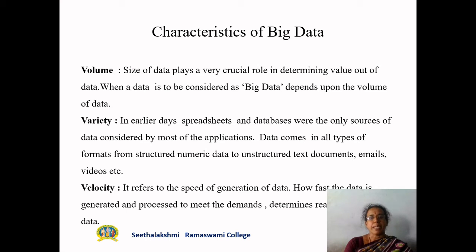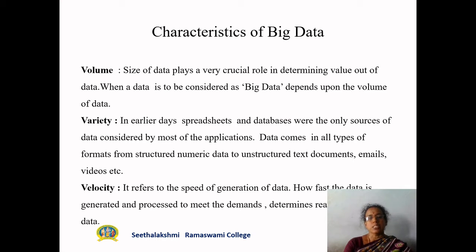Next is the characteristics of big data. There are 5 V's for the characteristics of big data. First is the volume. Size of data plays a very crucial role in determining the value out of data. When a data is to be considered as big data, it depends upon the volume of the data.